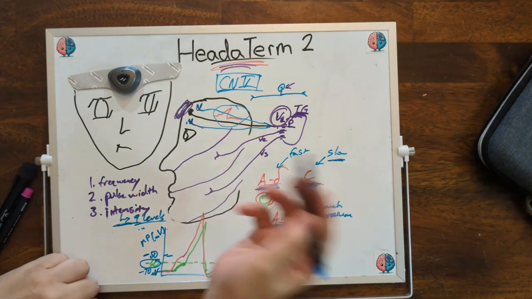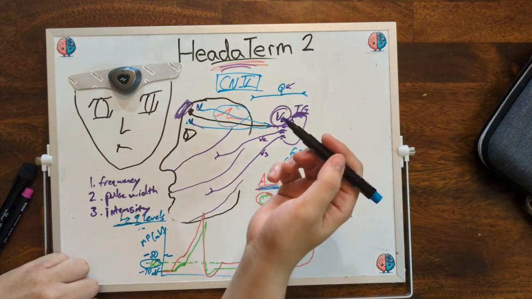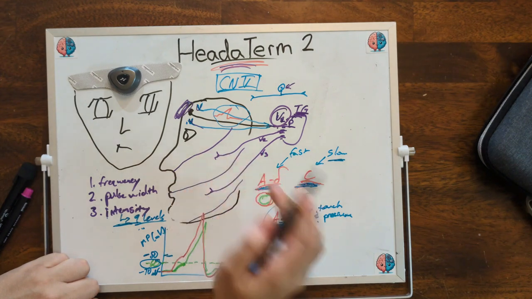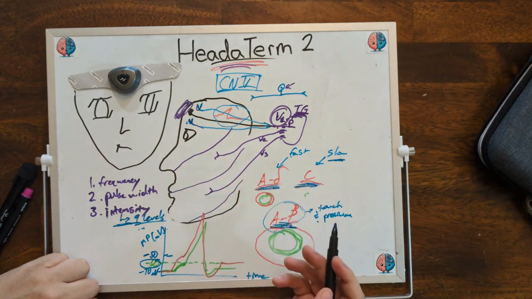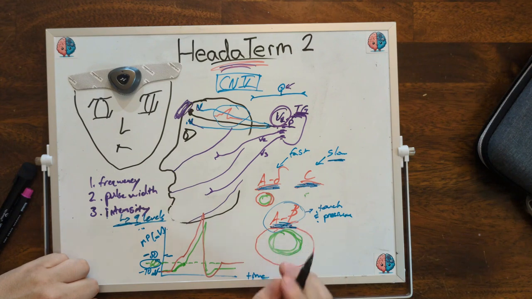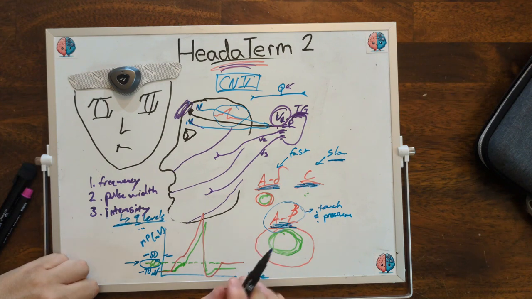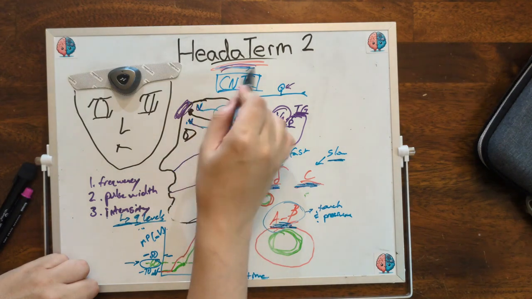If you put a thumbtack on your forehead, for example, and you lightly touch it, it'll feel like slight touch. So mostly A beta fibers are being activated. They're being recruited because they require less of a threshold to activate. But if you push harder, you reach the threshold where nociceptors are activated, like A delta and C fibers. And this is why we can be specific in regards to which fibers we recruit with HeadaTerm 2.